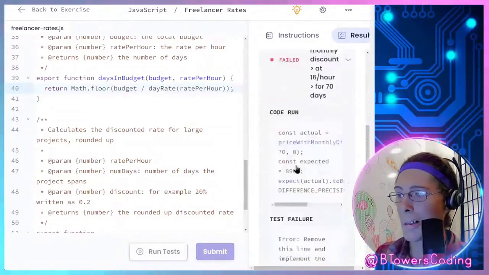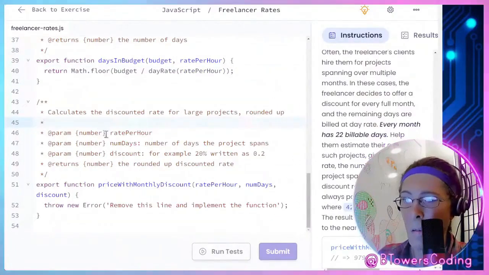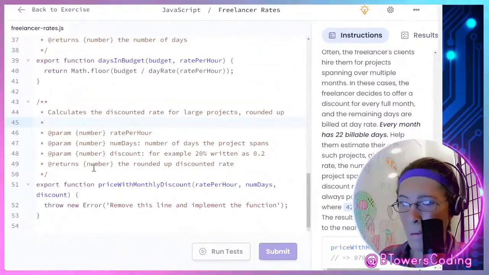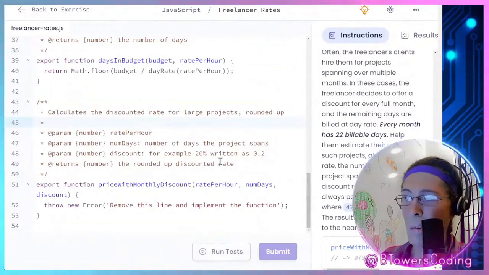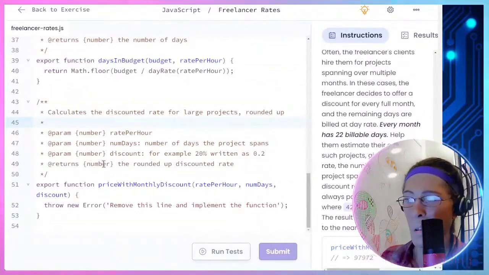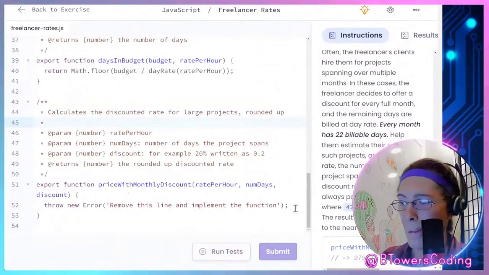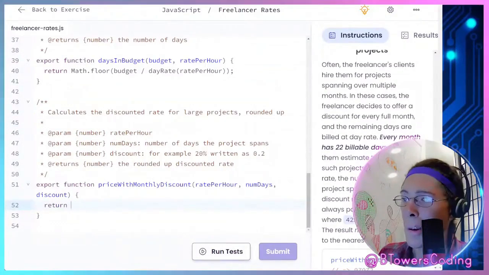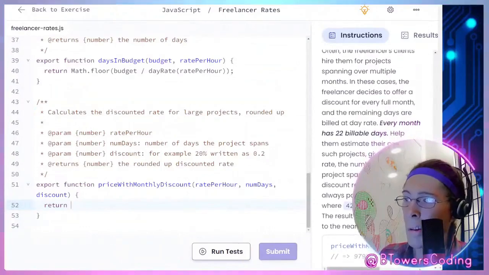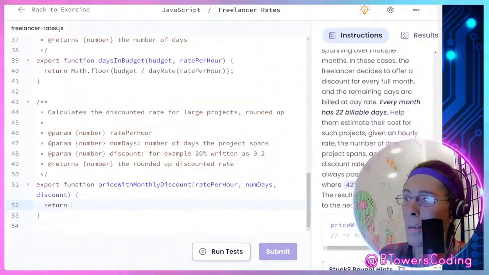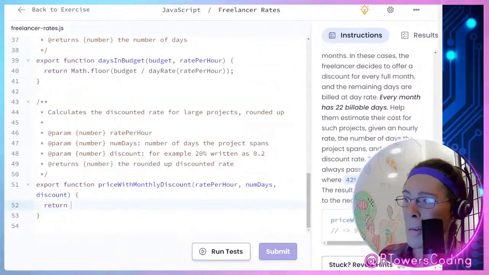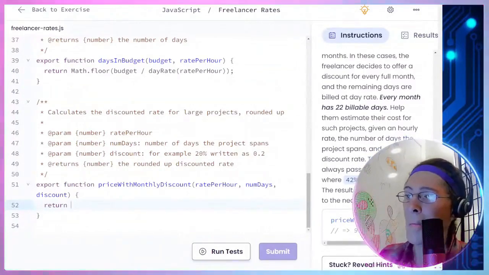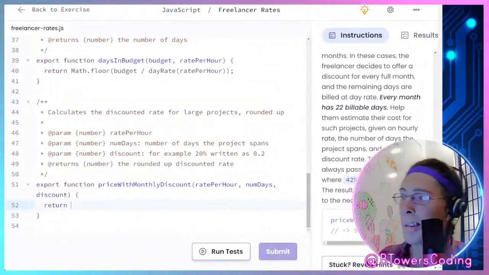Okay, so now this one. So we have one that's a number, that's the rate per hour, the number of days the project spans, and the discount, which is a percentage written as a decimal. And the return value needs to be rounded up. This is a project spanning over multiple months, and there's a discount for every full month, and the remaining days are billed at the day rate. And each month has 22 billable days.